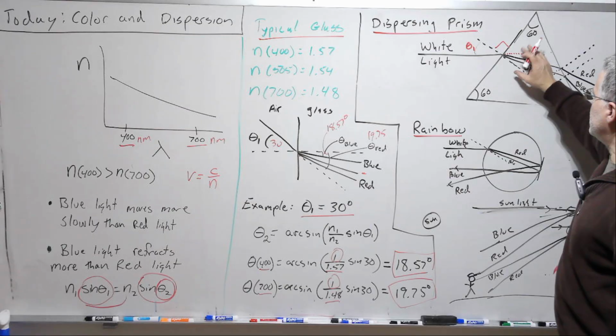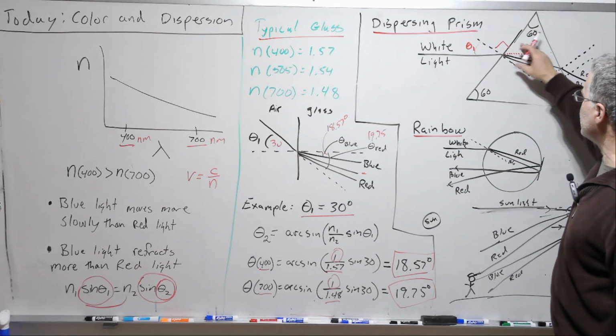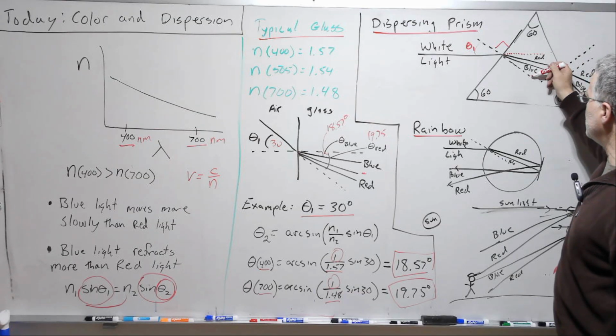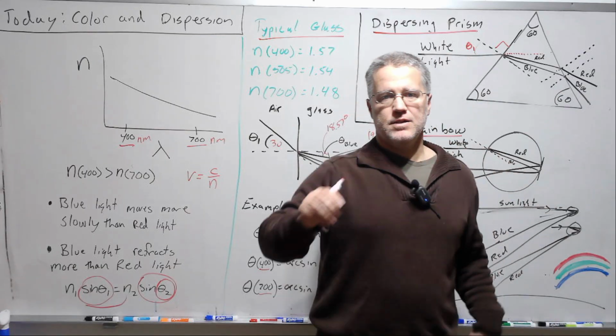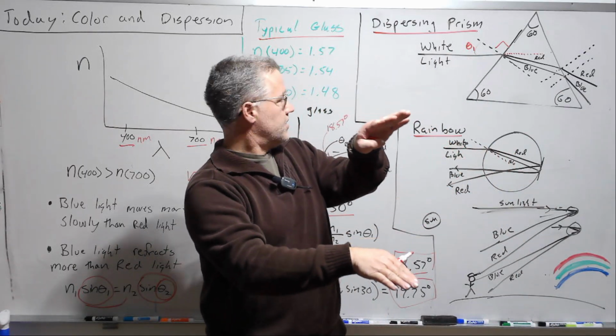But because the glass now has a higher index of refraction, we're going to be bent towards the normal, but the blue will be bent more than the red. So they will start to separate.